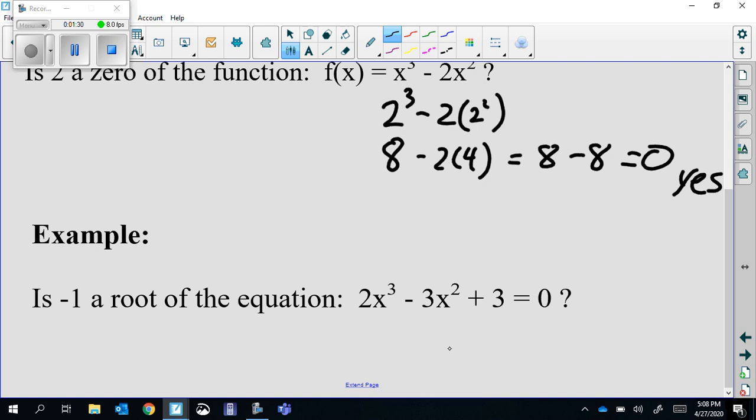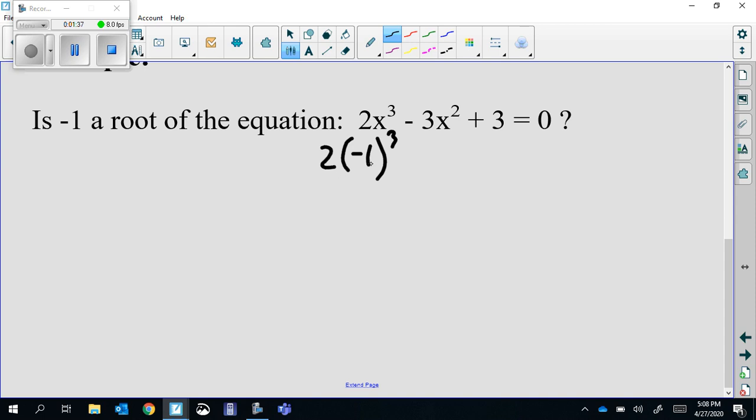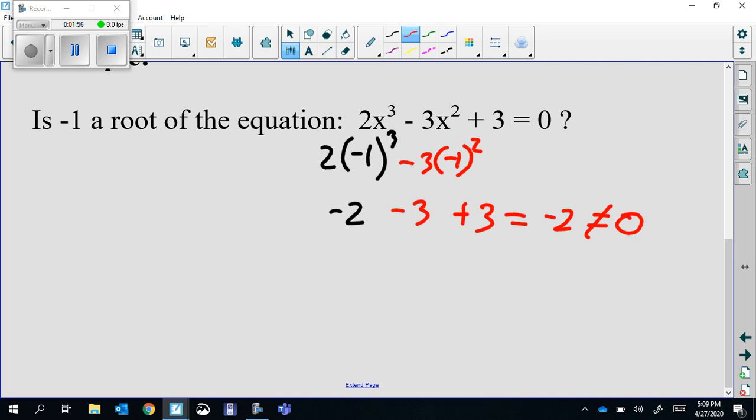Is negative 1 a root? Well, same thing. We're going to plug in negative 1. 2 times negative 1 cubed, that's 2 times negative 1, it's negative 2. Then negative 3 times negative 1 squared, that'd be positive 1 times negative 3. And then plus 3, that equals negative 2, which is not 0, which means no, it's not a root. If it equals 0, it's a zero or a root. If it does not equal 0, it is not.